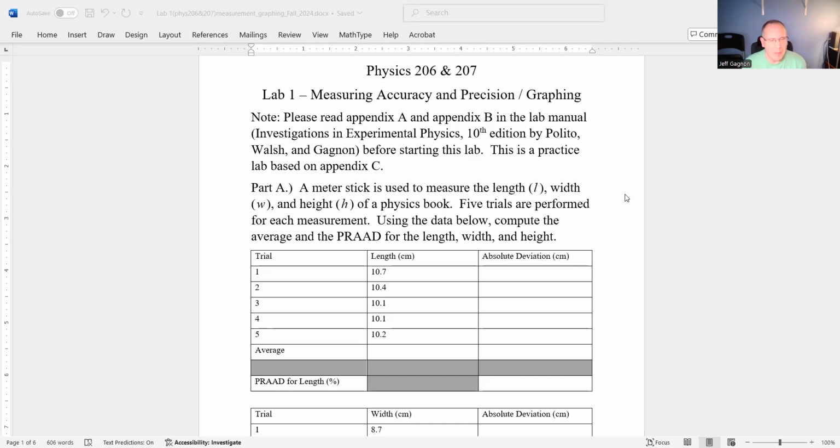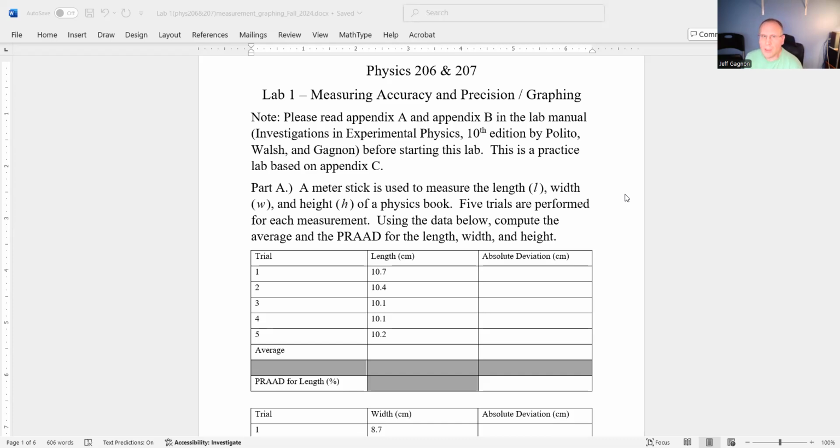So in this lab, basically what we're going to do is practice computing some measures of accuracy and precision. So something called the percent relative average absolute deviation and the percent experimental error. And then we're also going to practice a little bit with graphing, so doing some simple graphs using Pasco Capstone.